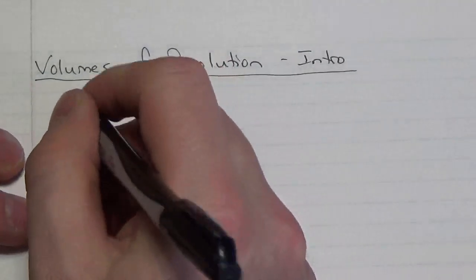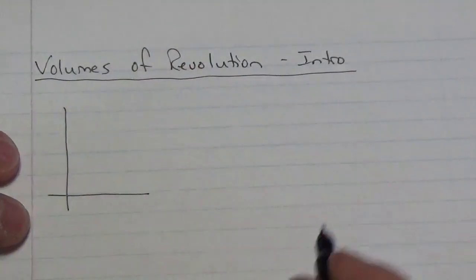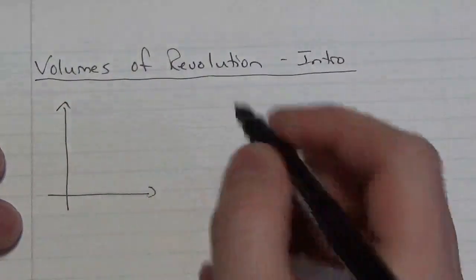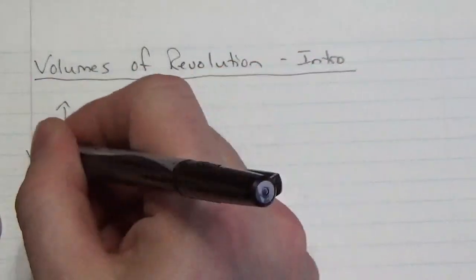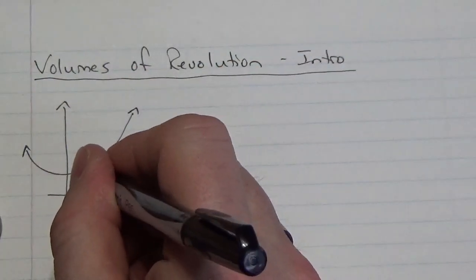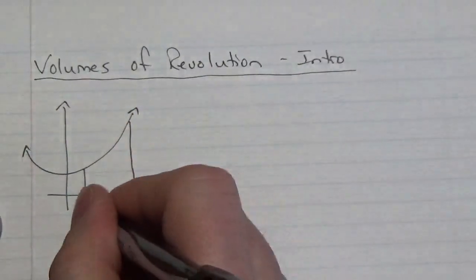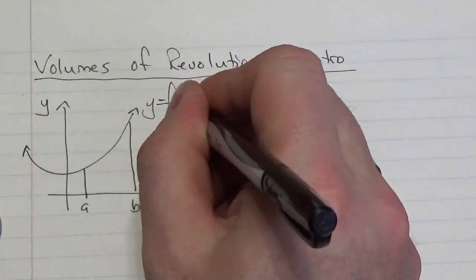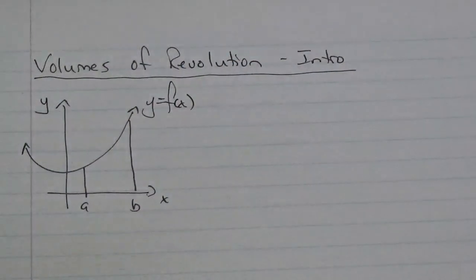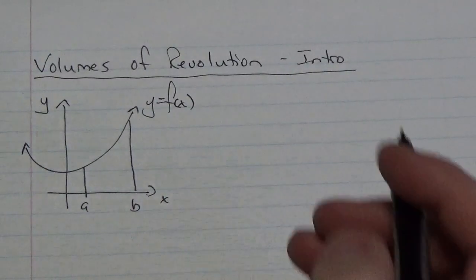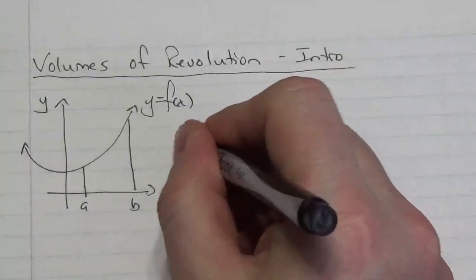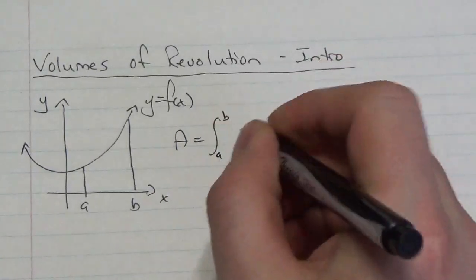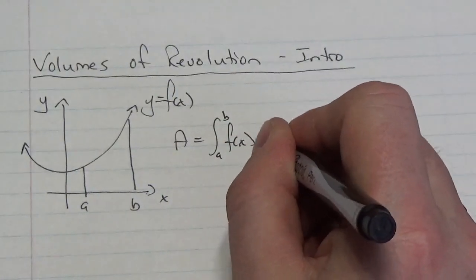So let me just take a quick moment and talk about what an integral is doing. Let's say you've got some sort of function, maybe it's something like this right here. And let's say we wanted to find the area underneath it, from let's say a to b. Here's our x, here's our y, and here's some function, y equals f of x. If we're going to find the area under this curve, the area is going to equal the integral from a to b of f of x dx.